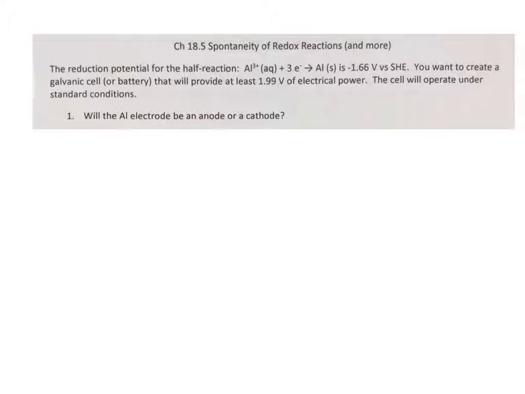So you need to determine, will the aluminum be releasing electrons and becoming oxidized, or will the aluminum be accepting electrons and becoming reduced? I think the best way to do this is to set up an expression where you have E cell is equal to E cathode minus E anode, and then plug in the values that you're given to figure out whether aluminum could act as an anode or a cathode in this system.